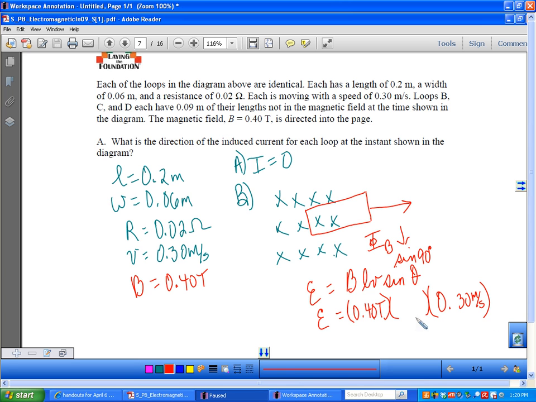So if I want to look at this length, this is the 0.20, and this is the 6 centimeters, or the 0.06 meters. You want the dimension that is cutting through the field. You want the dimension that's being pulled by this force. So you only want that value right there. Okay? 0.06 meters. Now, up here they tell you that in B, C, and D each have 0.09 meters of their length not in the magnetic field at the time shown. Well, that's okay. I don't really care, though. The only thing that I'm worried about is how this 6 centimeters is cutting across that field. Well, it's pulling at that speed, and it's going through that much field.